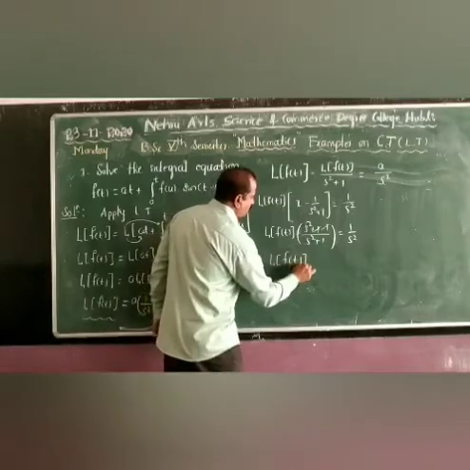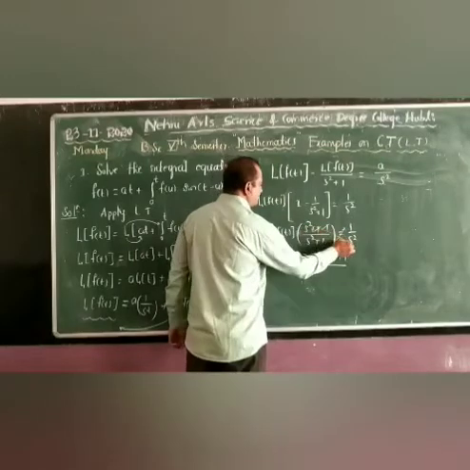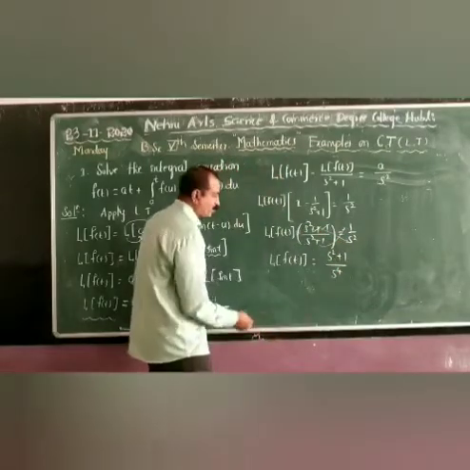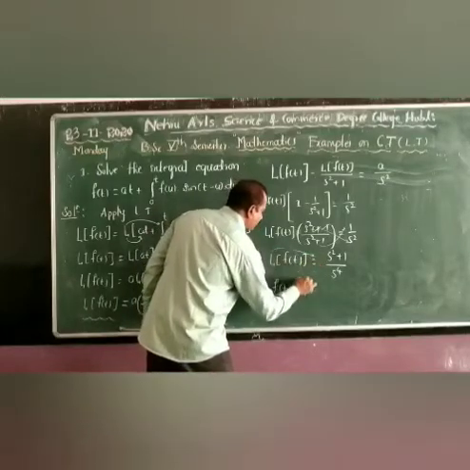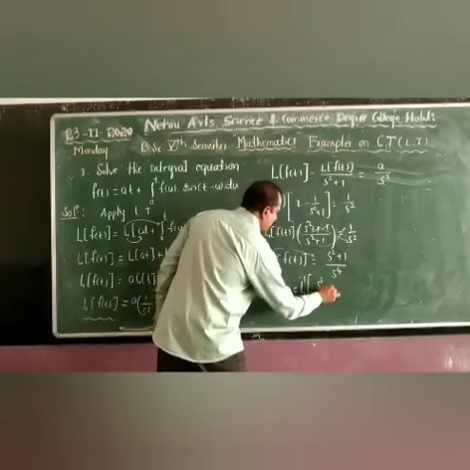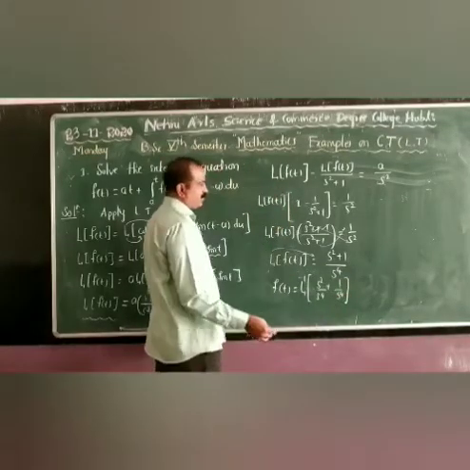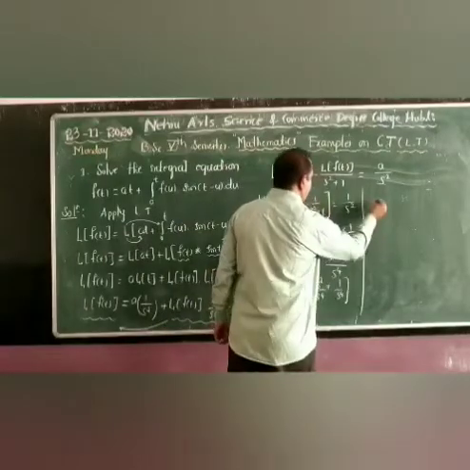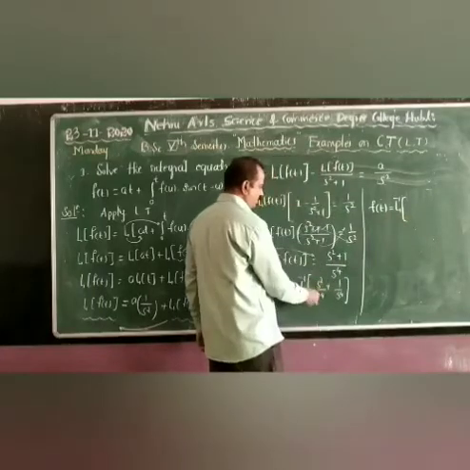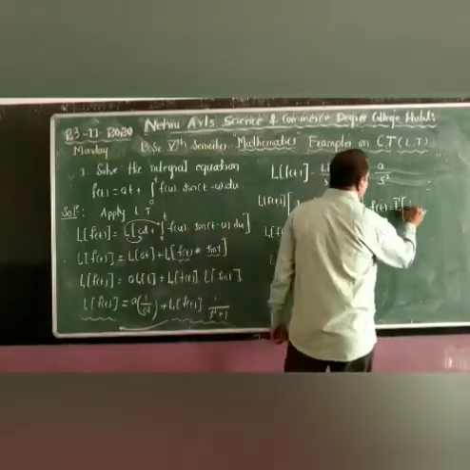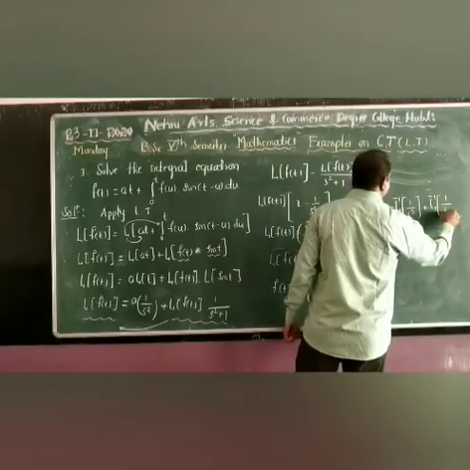Keep L of f of t only on the left side. The remaining term can be taken to the right side. That s square into s square becomes s raised to 4, and this s square plus 1 goes to the numerator. So s square plus 1 by s raised to 4. Only f of t is L inverse of the bracket s square plus 1 by s raised to 4. Split that one, s raised to 4. So we have L of f of t equal to L inverse of 1 by s square plus L inverse of 1 by s raised to 4.